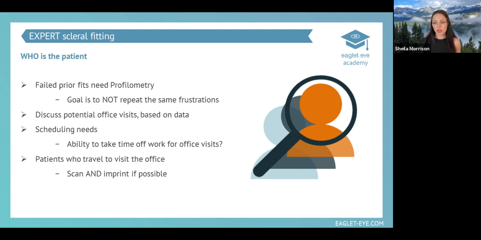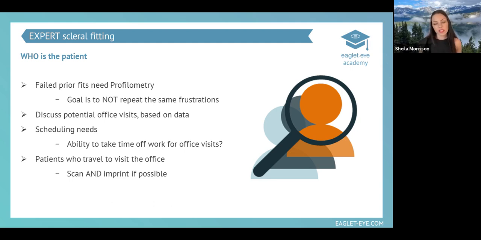So for example, really listening to a patient and their failed fits prior. You may get referrals or patients that you inherit or patients that you find that don't want anything to do with sclerals because they had a bad experience in the past. And our goal really is to listen to them. I feel that these failed fits absolutely need profilometry or some other form of scanning so that we can actually do things differently. Look at their scheduling needs, look at their ability to take time off for work visits.